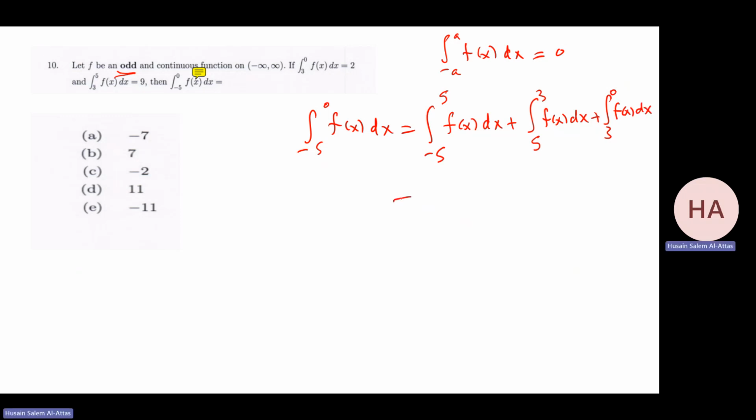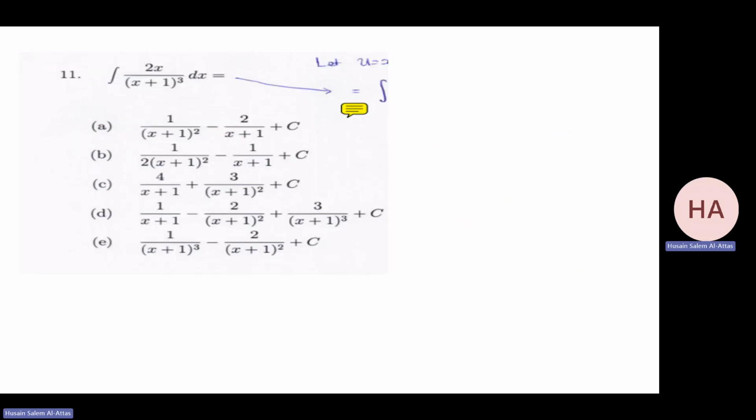Okay. This one is 0. Why? Because the function is odd. That will be 0. This one, I have 3 to 5, I have 5 to 3. So that will be minus 9. This one is similar to this one. So plus 2. The same as that one. So that will be minus 7. So that will be my answer.